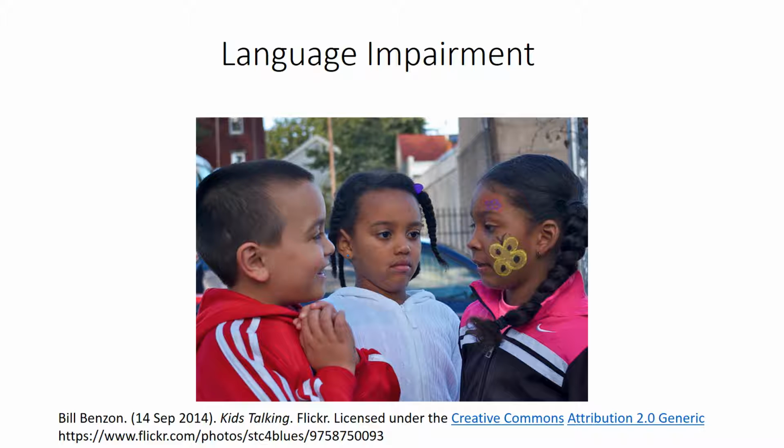Language impairment, moving on from speech impairment, is the disruption of communication that interferes with the understanding of messages, intent of communication, and social interactions. It includes 5 areas: phonological disorders, morphological disorders, semantic disorders, syntactical deficits, and pragmatic difficulties.